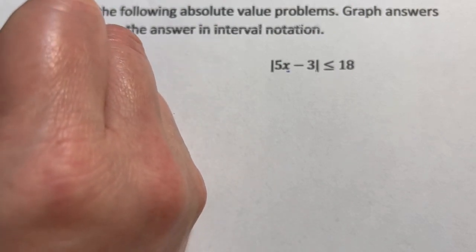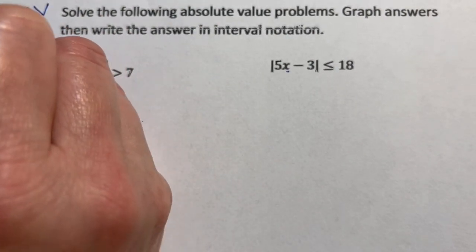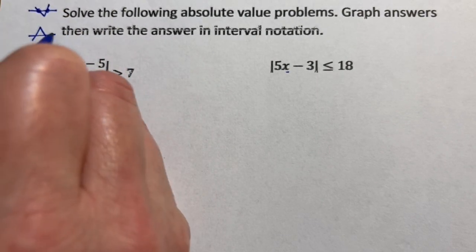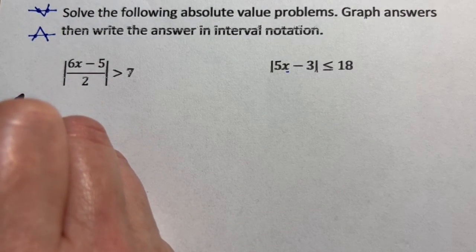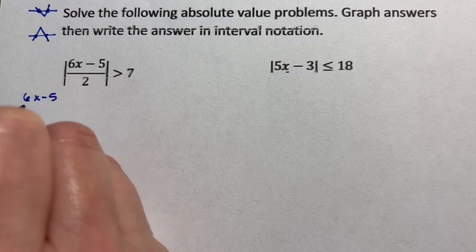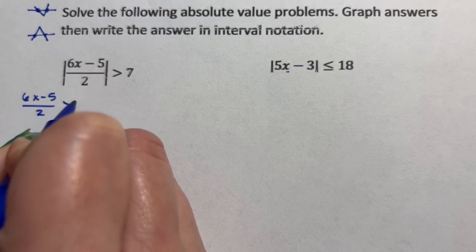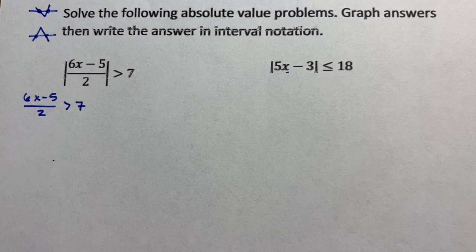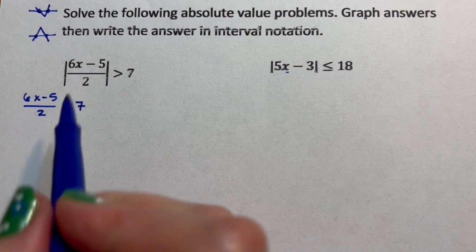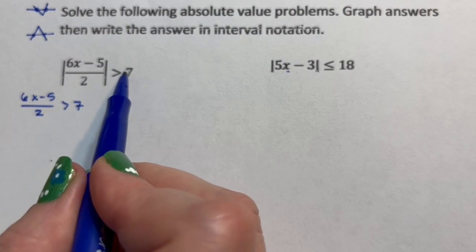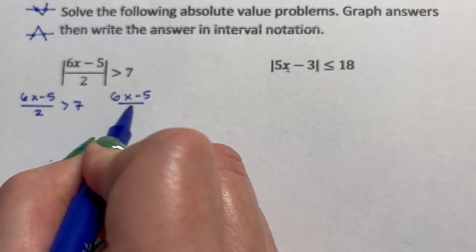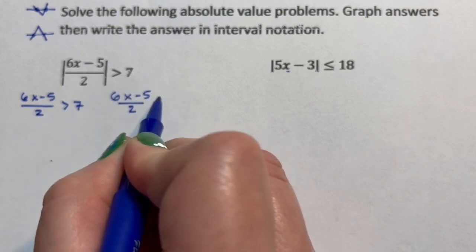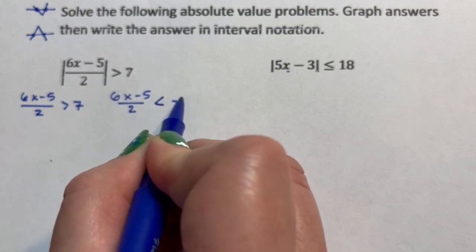Absolute value is a V graph. It looks like this or it looks like this, which means there's going to be two answers to my problem. So to get that, I'm going to write (6x minus 5)/2 is greater than 7. That's one of my answers, just like the problem is written. But when this number comes out, if it were a negative 7, it would also work. So I'm going to say (6x minus 5)/2, I'm going to flip both of these, could also be less than negative 7.